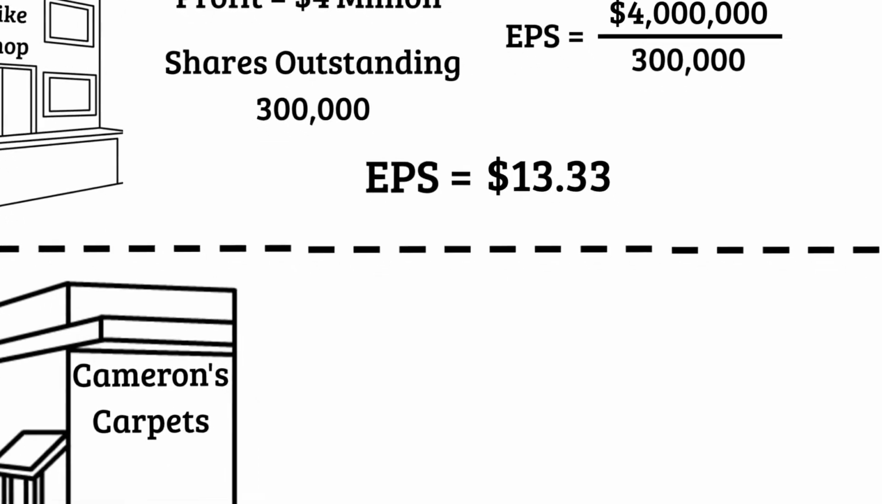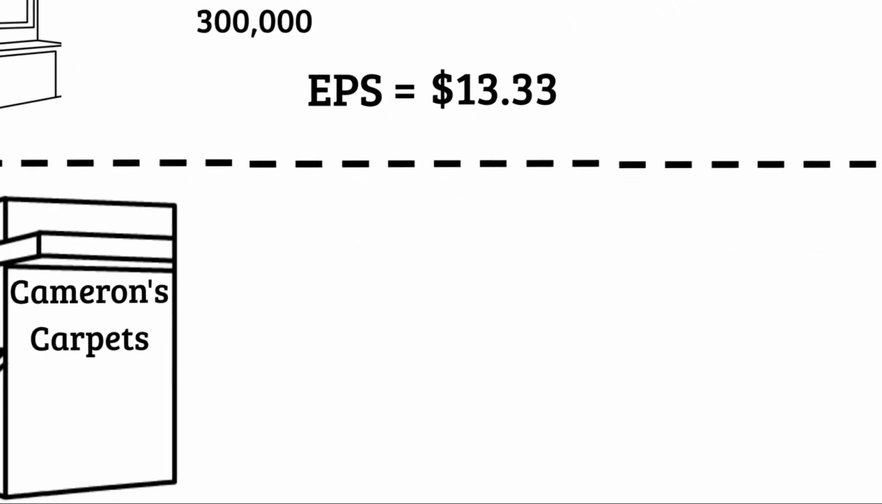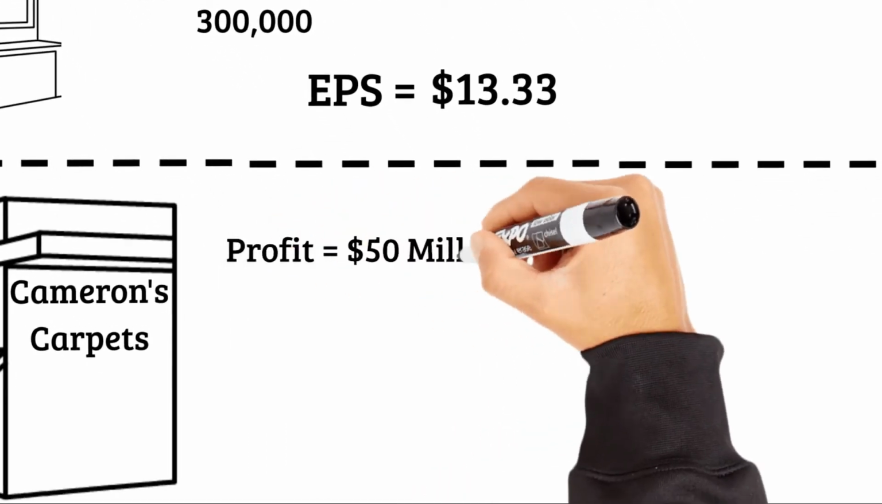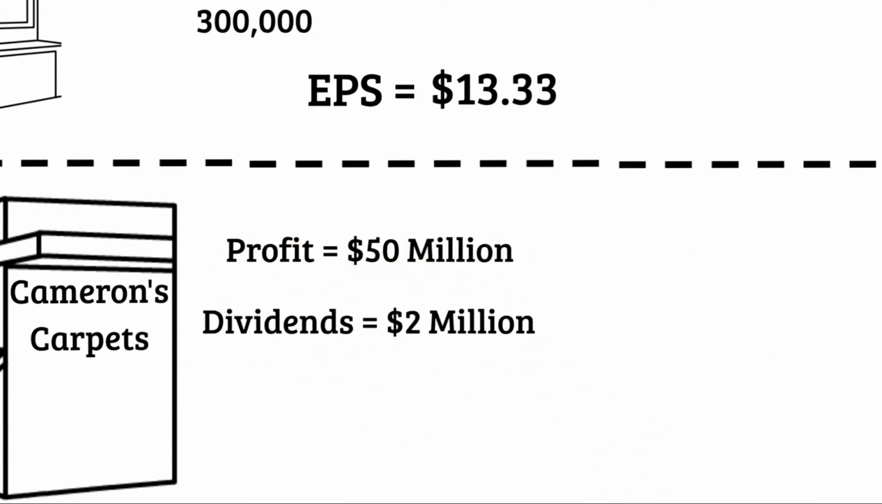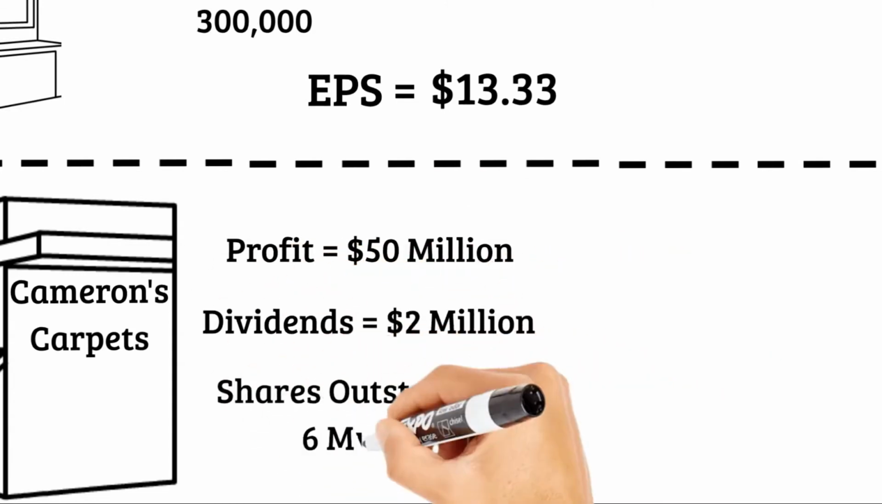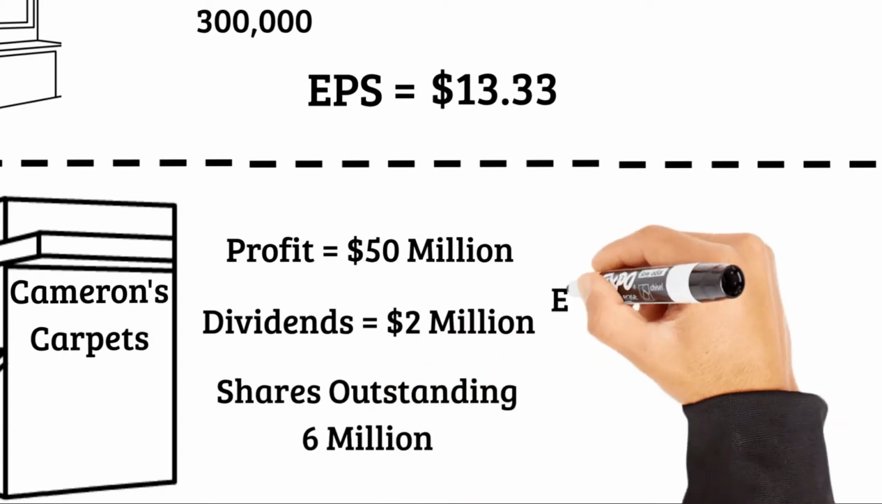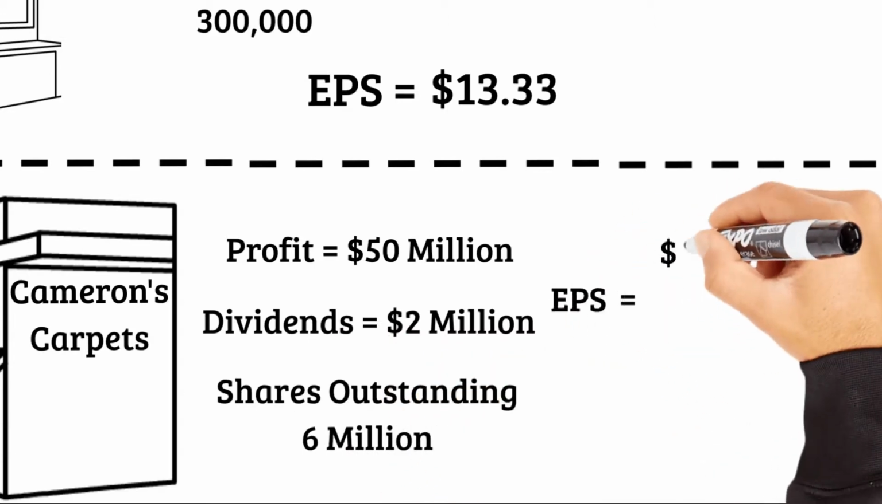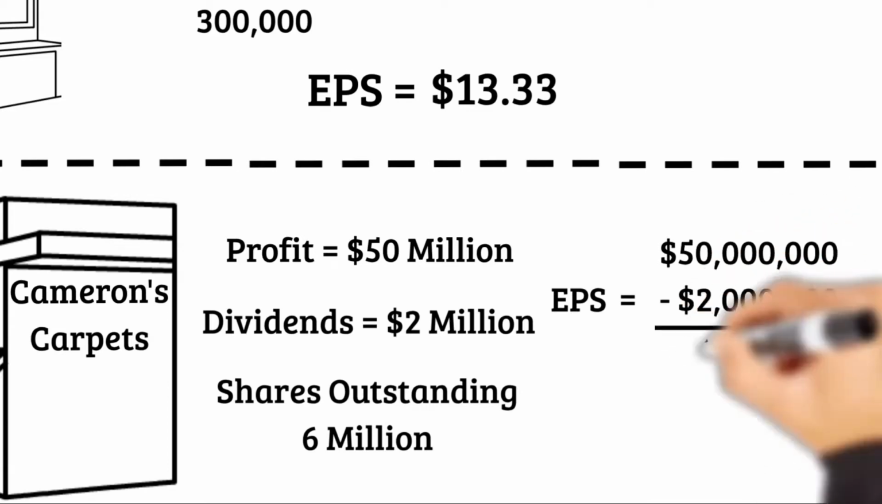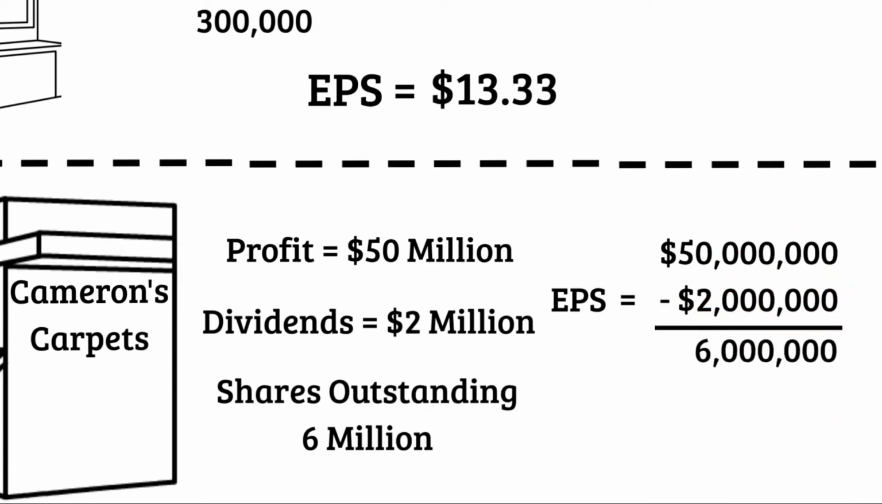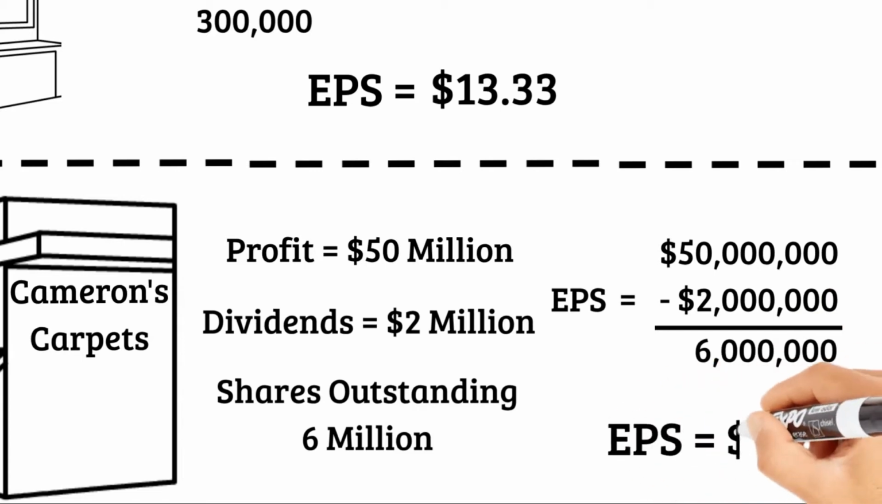Now let's have a look at Cameron's Carpets. Cameron's Carpets has a yearly profit of $50 million, pays $2 million in dividends annually, and has 6 million shares outstanding. To find the earnings per share, we would start with $50 million, subtract the dividend payments of $2 million, and lastly divide by 6 million shares. Here we get an earnings per share figure of $8 per share.